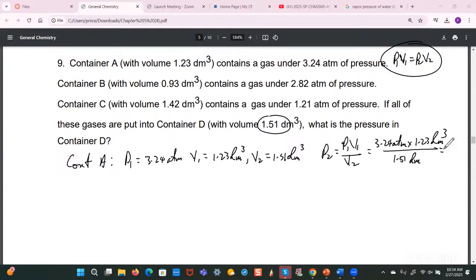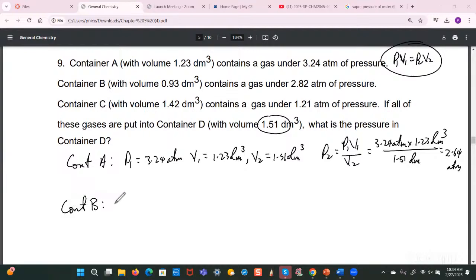So 3.24 times 1.23 divided by 1.51. And according to my calculation, this works out to be equal to 2.64. And the units here would be atmospheres. So that's container A. And basically you do the same thing for container B and C.